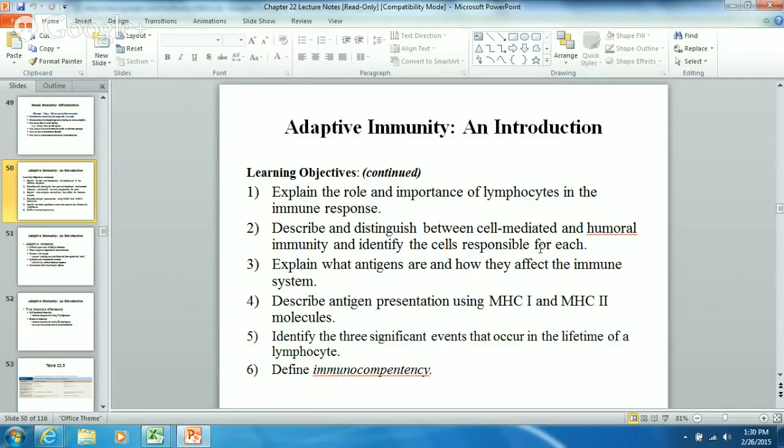You need to know the difference between cell-mediated and humoral immunity. With cell-mediated immunity, oftentimes I refer to that as being cell-to-cell combat.